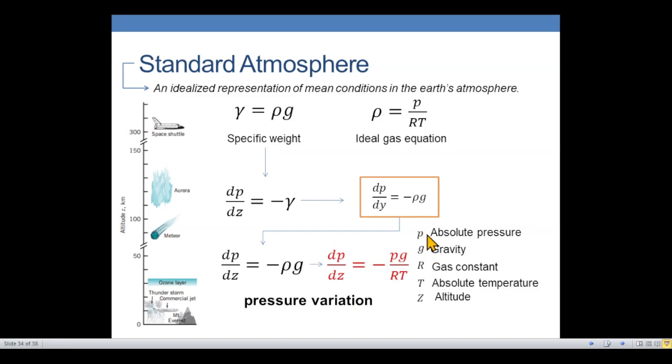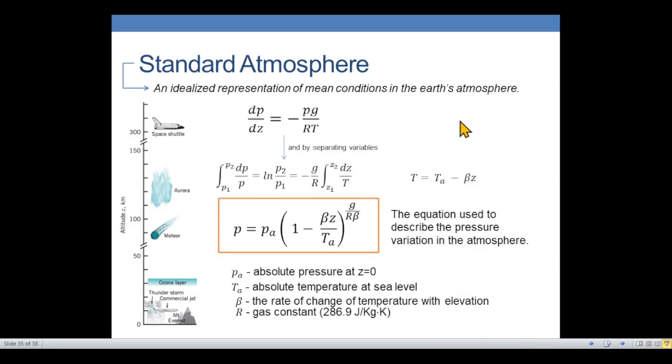Okay, the G is the gravity, the R is the gas constant, the T is the absolute temperature, and the Z is the altitude. Okay, I hope that is clear. Now let's proceed. So the dP over dC equals negative PG over RT will be re-expressed using calculus. But at this point, we are not going to deal with how they come up with this expression.